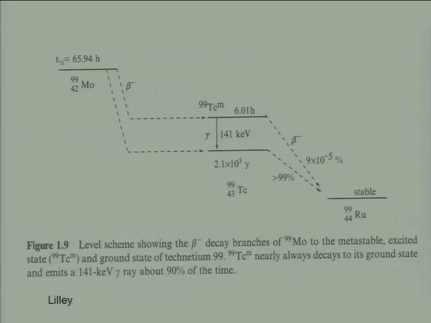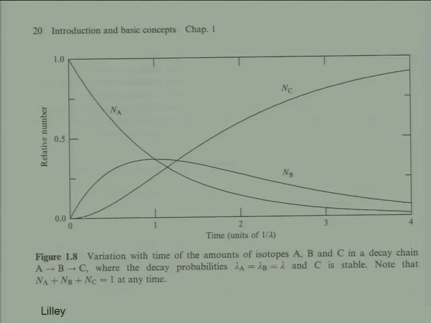The molybdenum decays away with a 65-hour half-life, and over a period of time, the technetium-99 reaches a maximum in the amount of technetium-99 there, and that's kind of what's being shown here. So the curve labeled N sub A, in this case, would represent the molybdenum-99. It's going to decay away with its 65-hour half-life.